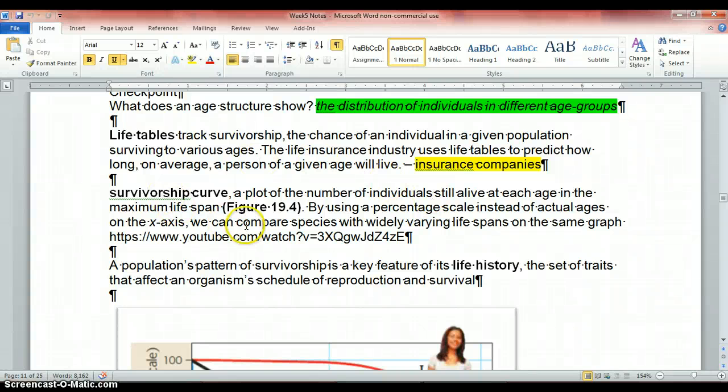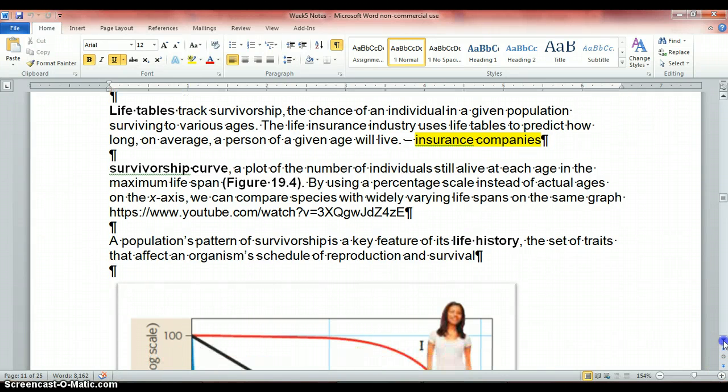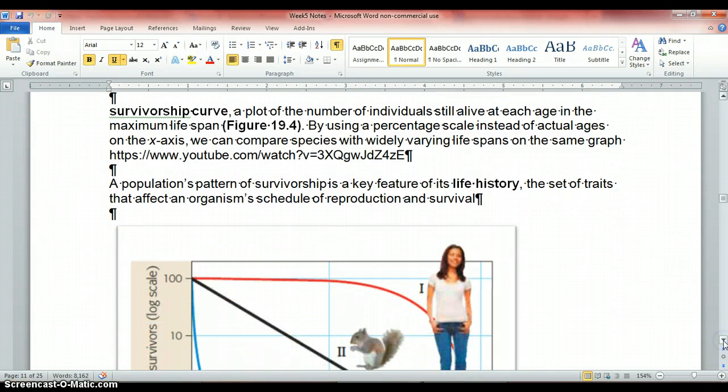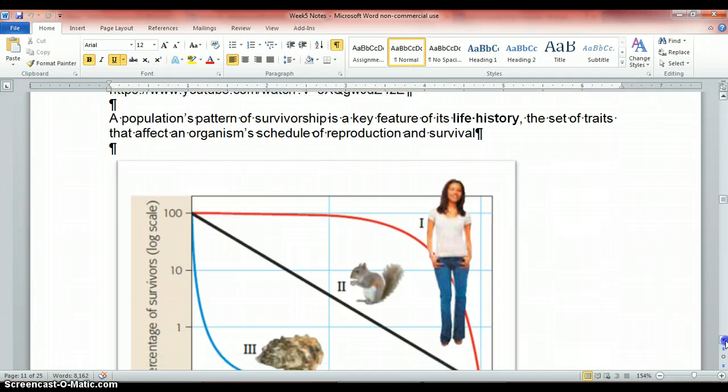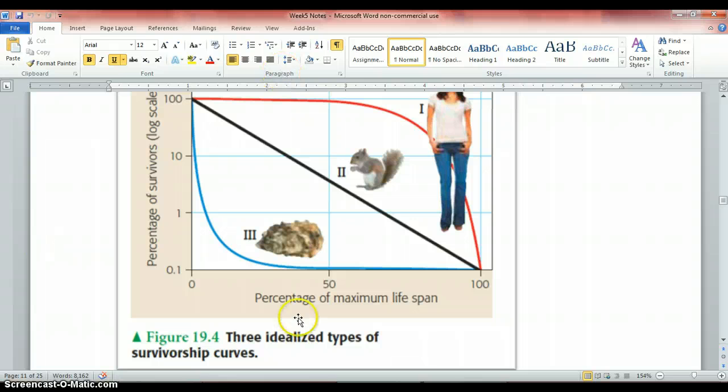A survivorship curve, you're going to see that down here. A survivorship curve is a plot of the number of individuals still alive at each age in the maximum lifespan. By using a percentage scale instead of actual ages on the x-axis, we can compare species with widely varying lifespans. And the population's pattern of survivorship is key to its life history. Here's a couple of examples.